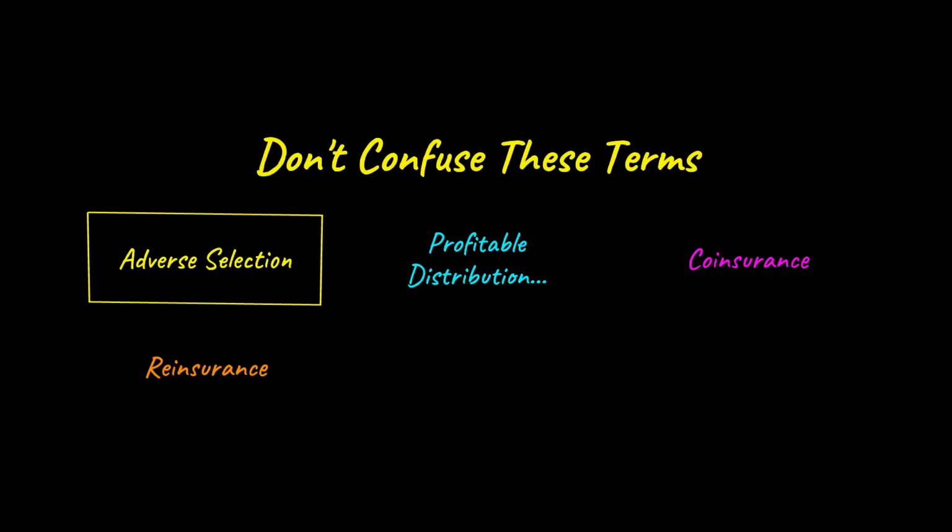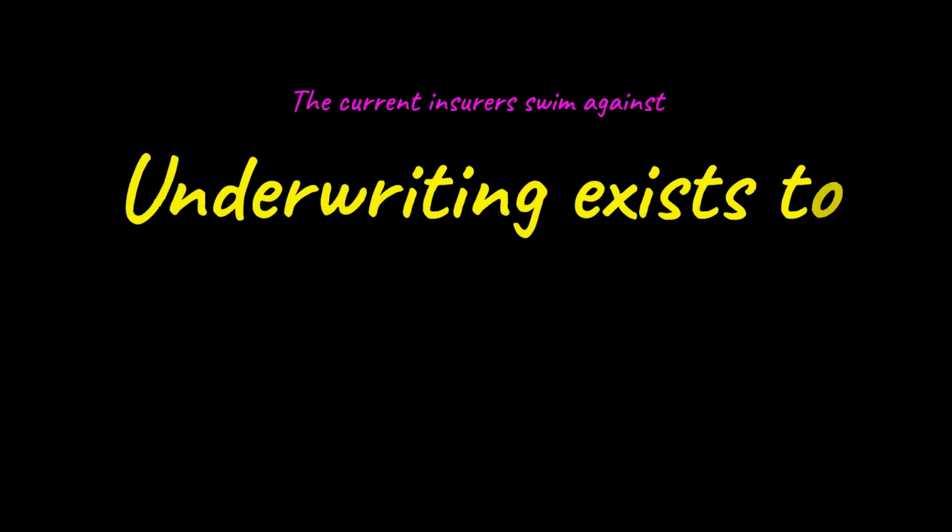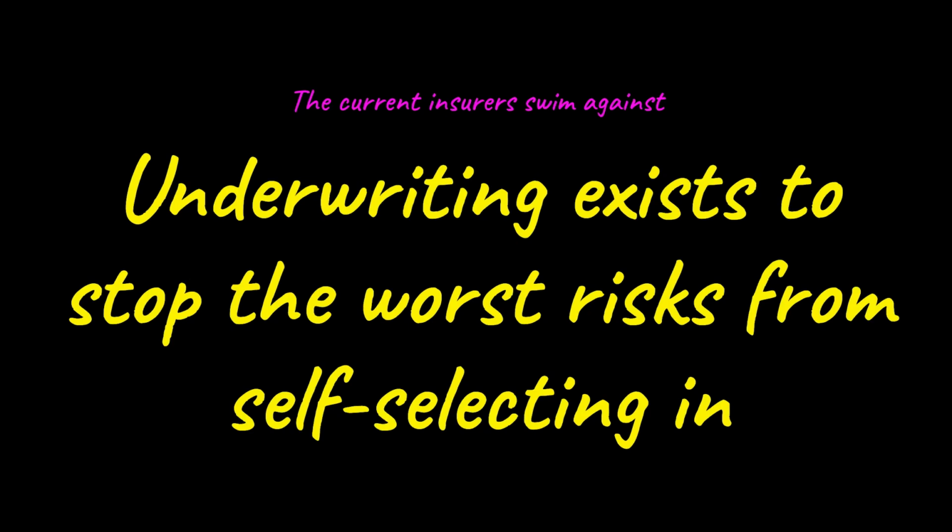Don't confuse this with related terms. A profitable distribution of exposures is the balanced pool underwriting aims for. Coinsurance splits costs between insurer and insured. Reinsurance is insurance an insurer buys for itself. Only adverse selection names bad risk crowding into a plan. Adverse selection is the constant pull insurers must resist, and nearly every underwriting rule is a stroke against that current.